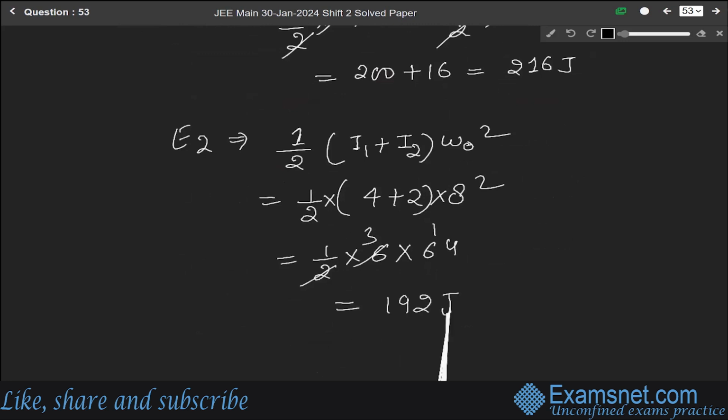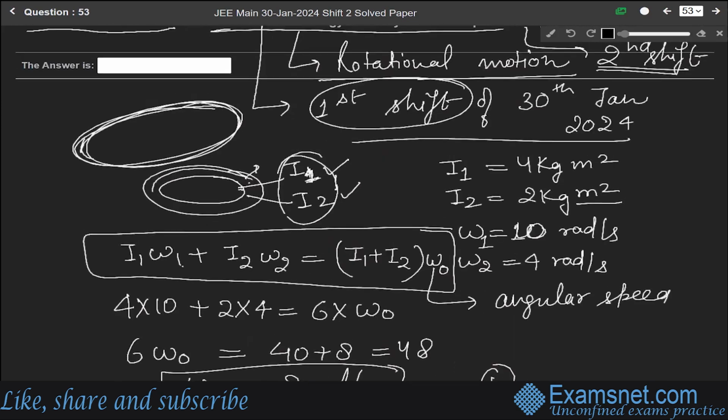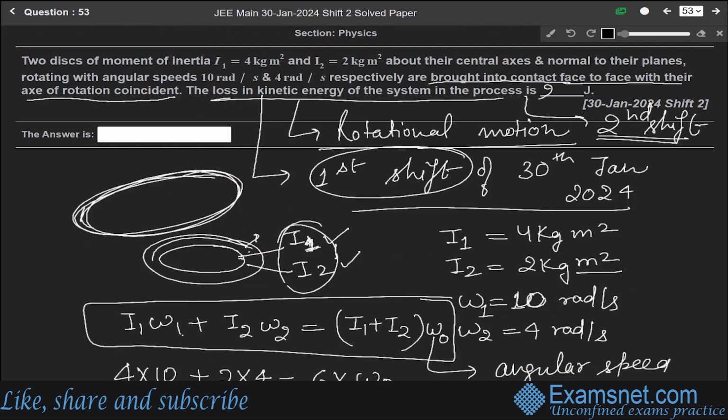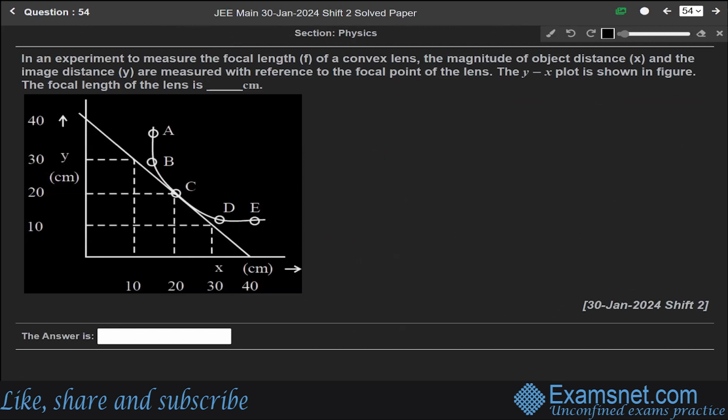So the loss in energy delta E will be equal to 216 minus 192, which is equal to 24 joule. Okay, so the loss in energy is 24 joule.